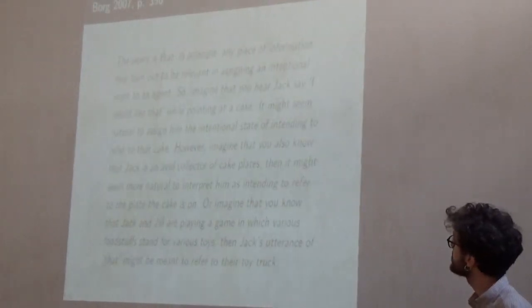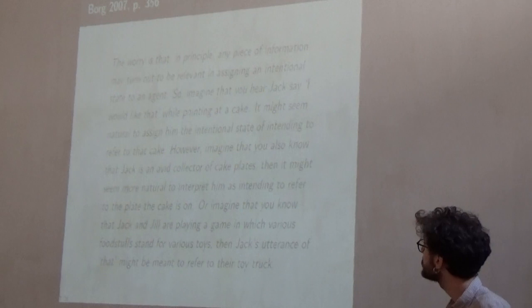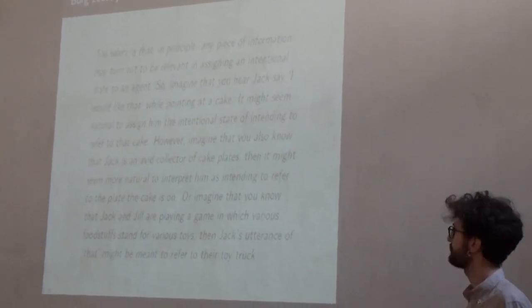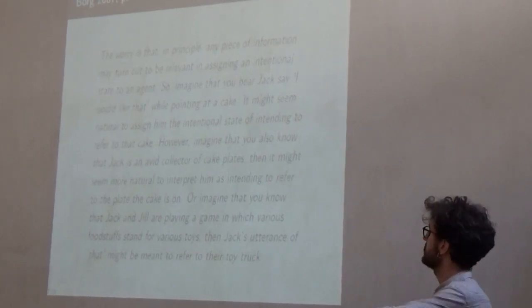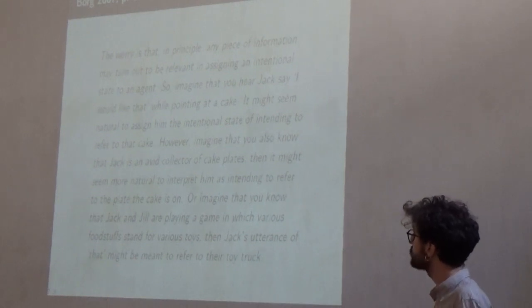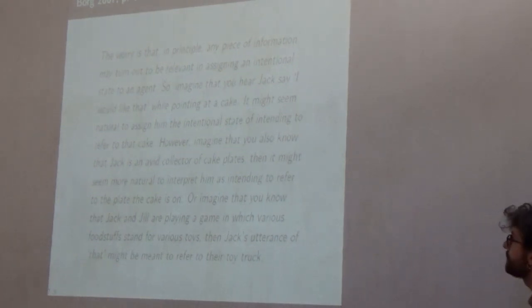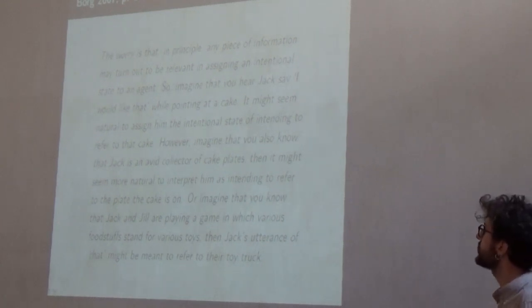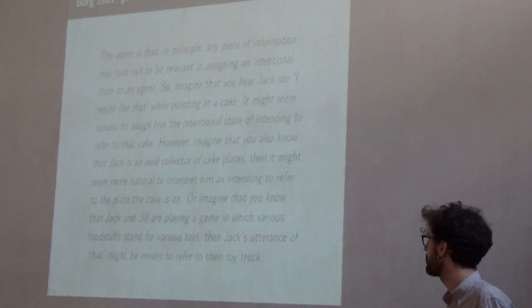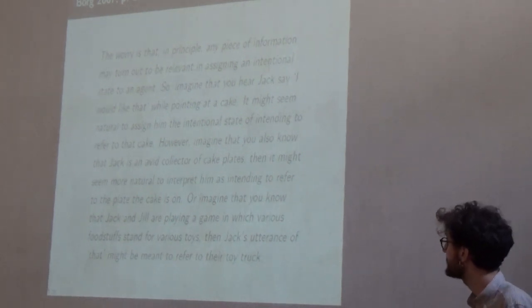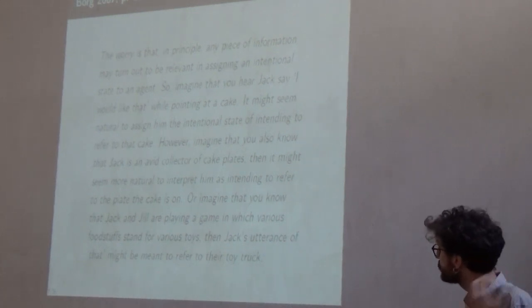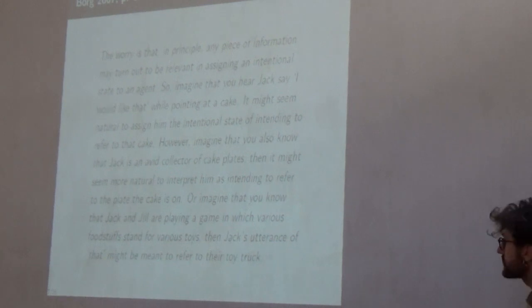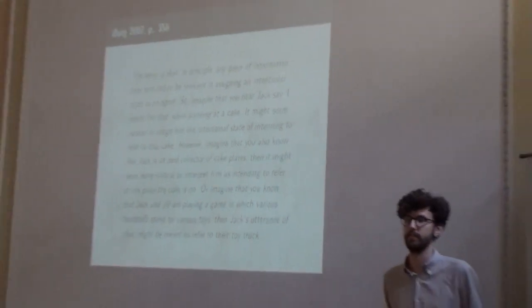Let's read it. The worry is that in principle any piece of information may turn out to be relevant in assigning an intentional state to an agent. And here is a nice example. So imagine that you hear Jack say, "I would like that," pointing at a cake. It might seem natural to assign him the intentional state of intending to refer to that cake. However, imagine that you also know that Jack is an avid collector of cake plates, but it might seem more natural to interpret it as intending to refer to the plate the cake is on. Or, third case, imagine that you know that Jack and Jill are playing a game in which various foodstuffs stand for various toys. And then Jack's utterance of "that" might be meant to refer to their toy type.